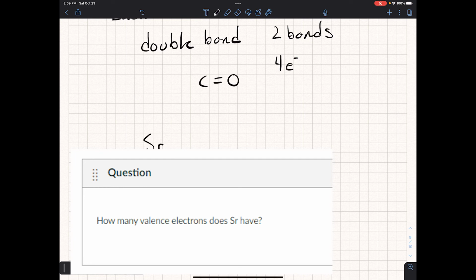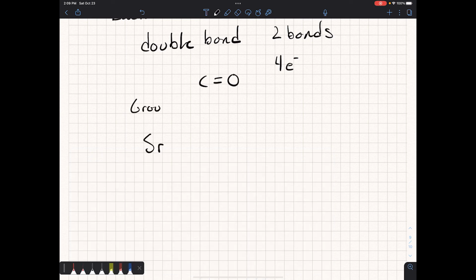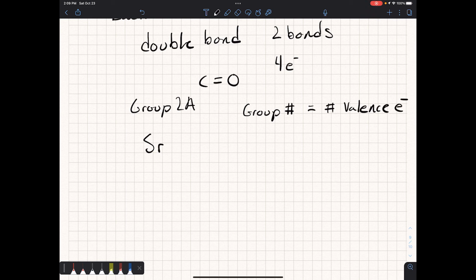All right. How many valence electrons does strontium have? So here you can go and look at the periodic table. We have strontium. It's in group 2A, or group 2, that's the second column on the periodic table. And the shortcut that you can use is that the group number is equal to the number of valence electrons.